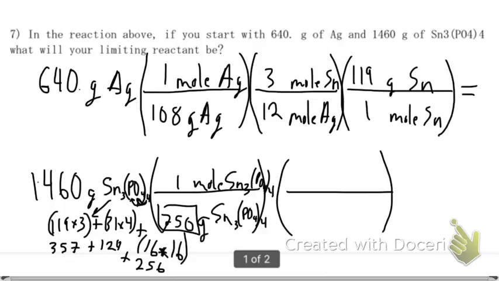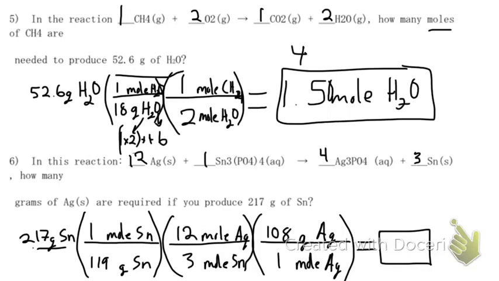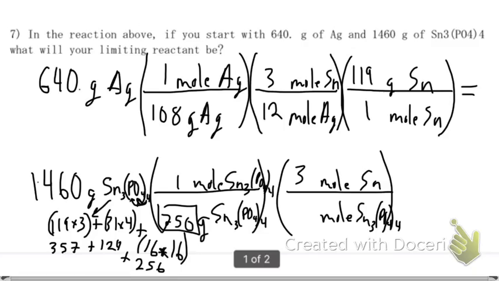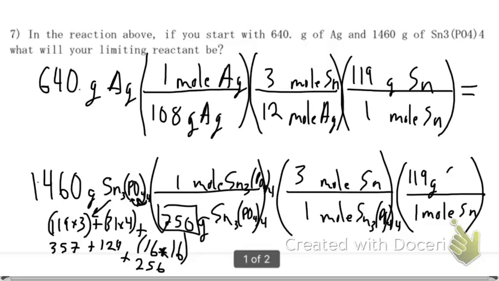Next step will be our mole-to-mole ratio. We'll have to get rid of moles of tin 4 phosphate and go to moles of just tin. And if we look back at our last equation, in front of tin 4 phosphate we have a 1. In front of tin we still have a 3. So a 3 and a 1. And this last step will be the exact same as the one above. 1 mole of tin for 119 grams of tin. You'll get an answer. Whichever is smaller, that means that either silver or tin 4 phosphate will be your limiting number, depending upon which one of these answers is smaller.